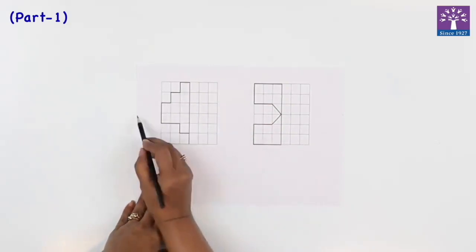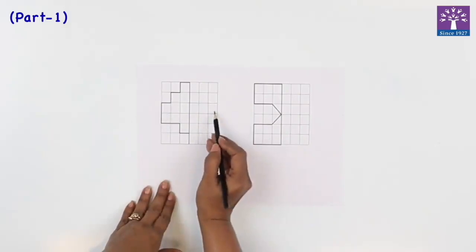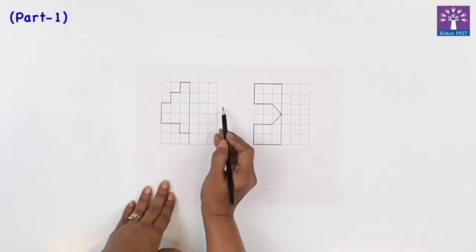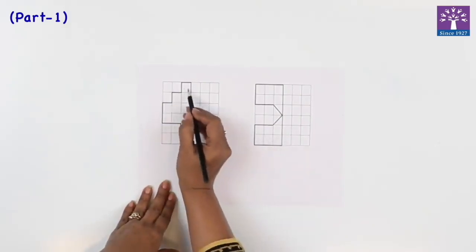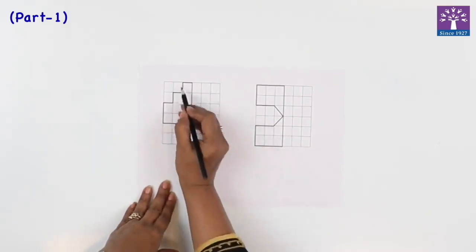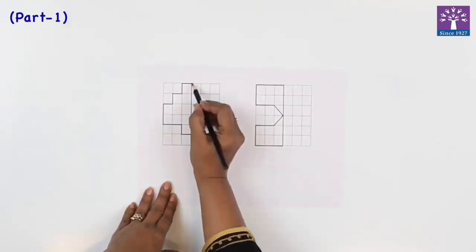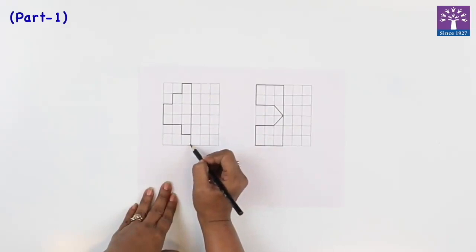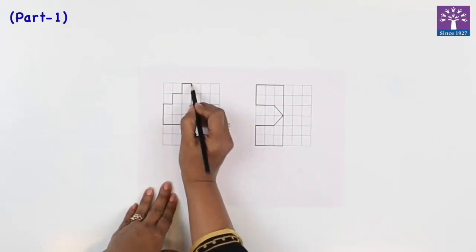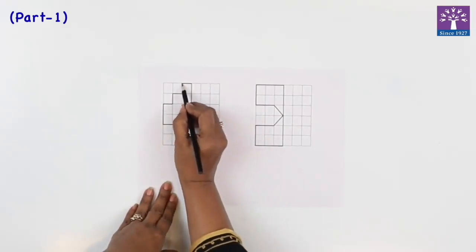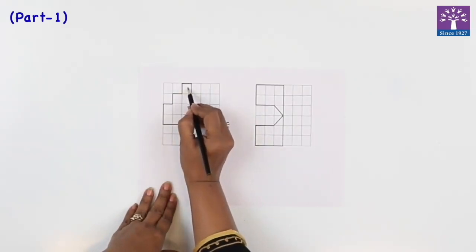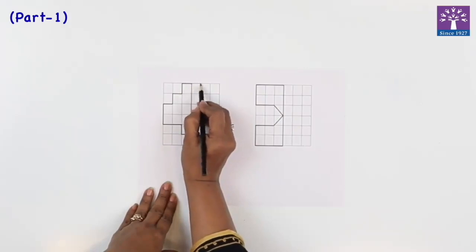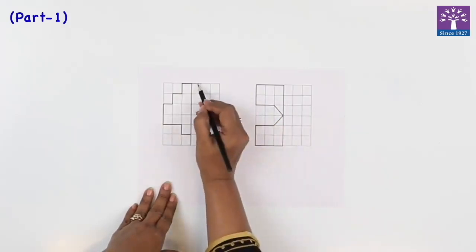So when something is there on the left hand side or in front of a mirror, the reflection will be the same on the right hand side. So let's learn how to count the squares and complete this drawing. Now this is the center line. You can see on the left hand side there is a horizontal line on the first square. So let's draw the same horizontal line on the right hand side.